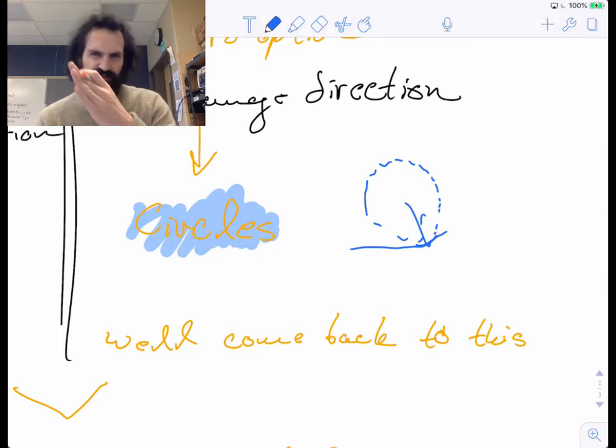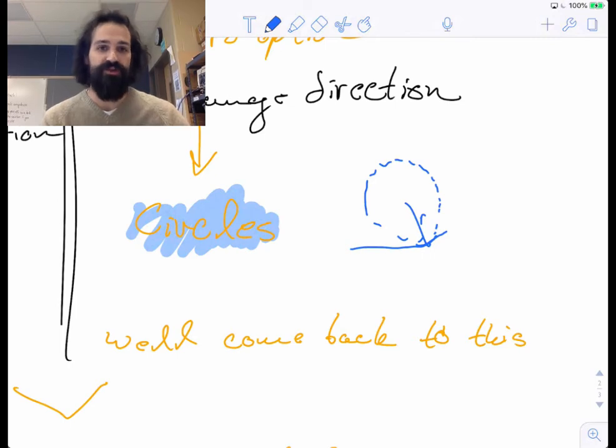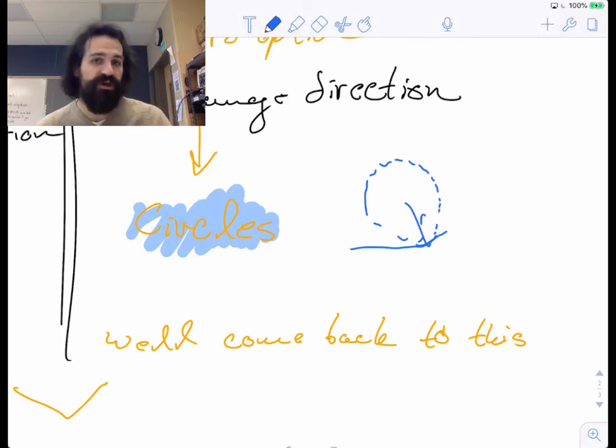And it might be several different turns that are part of different circles, but any turn at all, any change in direction at all, is a circle when you break it down, when you really look at it closely. We will come back to this.